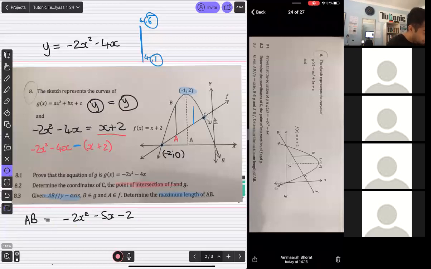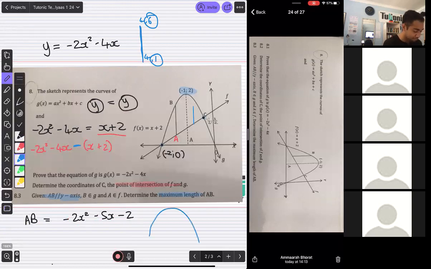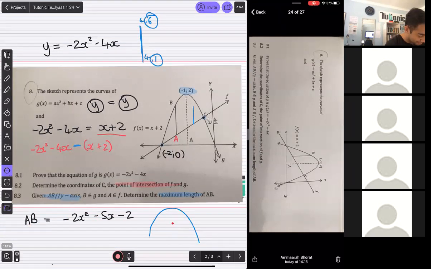Now they want to know what is the maximum value of this function, AB. But isn't AB just a parabola? Isn't this a parabola of its own? Yes. And they want to know the maximum value of AB. Oh, so we find the turning point. So the y value of the turning point is the maximum value of AB. Does everybody get that?